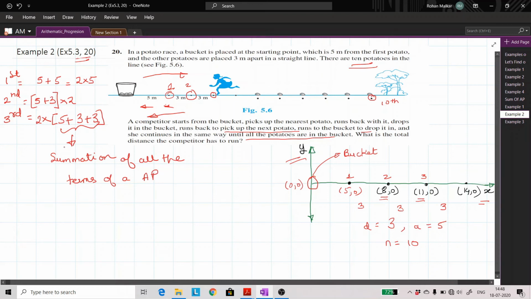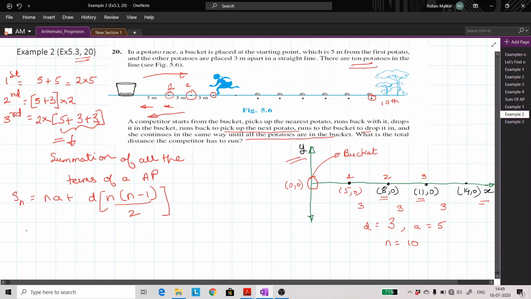We already know the formula. And whatever summation value comes, you have to multiply it by 2 to get the total distance traveled by this competitor. So we know the formula as Sn equal to n into (2A plus (n minus 1)d) upon 2. This is the equation that we have learned.